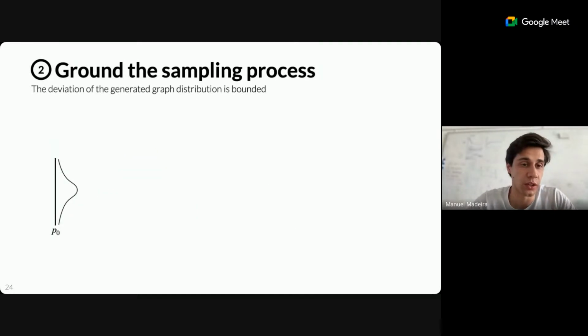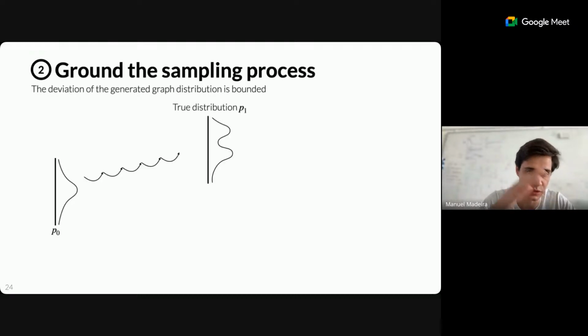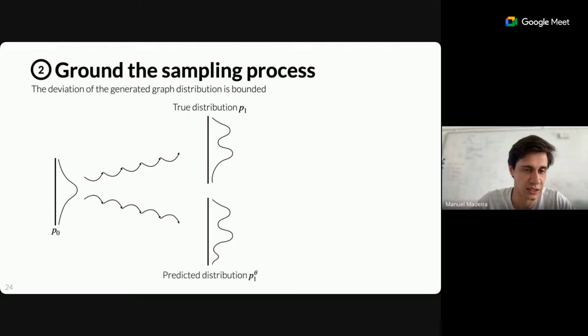Another contribution of our work is theoretically grounding our sampling process. What I mean by this is that, considering we have an initial distribution P0, and we run the ground truth process, we would end up in the ground truth distribution P1. Alternatively, we would run our denoising process, which has several approximations.